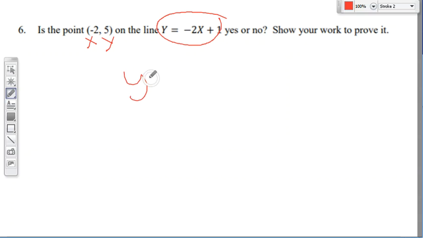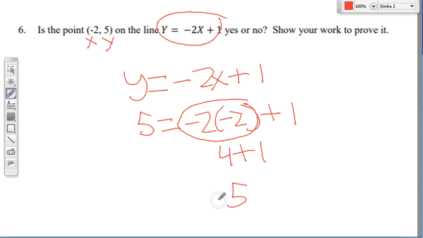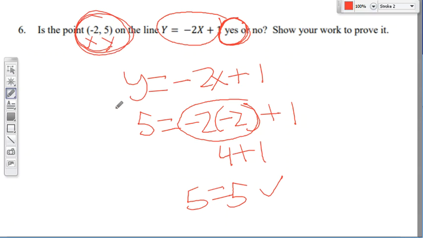So we're going to take this equation, y equals negative 2x plus 1, and instead of the y, we're going to plug in 5. And instead of the x, we're going to plug in negative 2. And now we're going to see if this makes a true statement. So negative 2 times negative 2 is 4. 4 plus 1 is 5. 5 does equal 5. So we would say yes, this point is on the line.